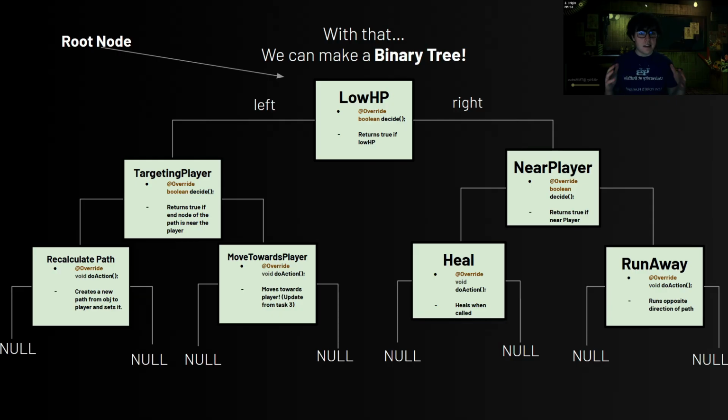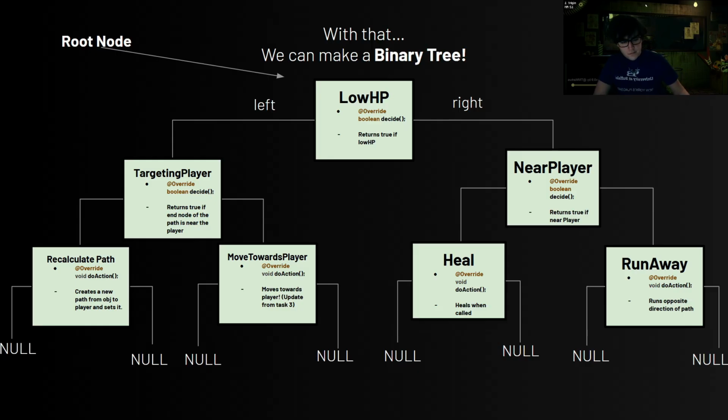Okay, so this is what I'm going to present as our complete binary decision tree. We have low HP, targeting player, and near player. All of these decisions override the decide method. And all of these decisions on the bottom, recalculate path, move towards player, heal, and run away, they all override do action. Now, that means that these up here, remember, any node that is not a leaf is expected to have the decide method overridden. So there's some behavior that directs us on which direction to travel in the tree.